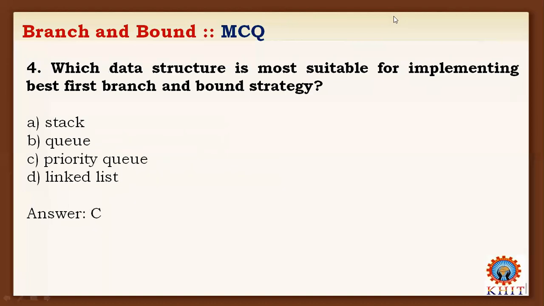The next question is, which data structure is most suitable for implementing the best first search branch and bound strategy? Here, we use BFS, breadth first search, for constructing the state space tree in branch and bound. So the data structure we can use is a priority queue. A priority queue follows the concept of BFS, breadth first search. So this is the right answer.